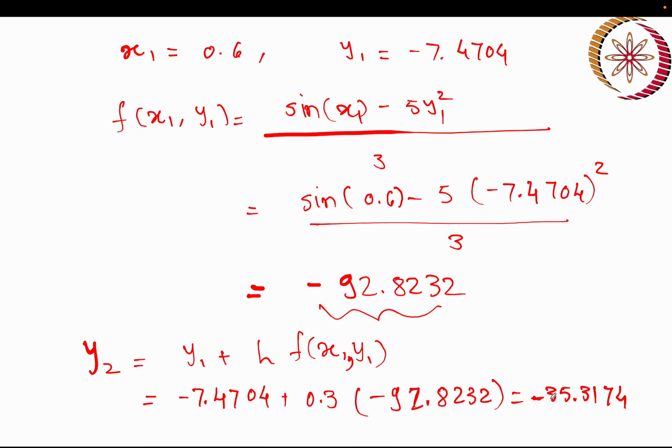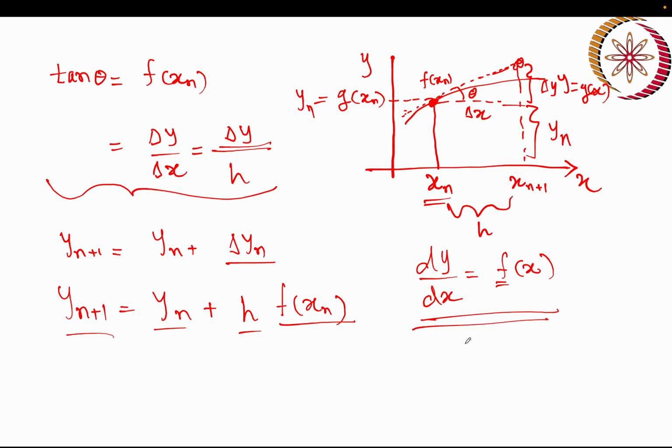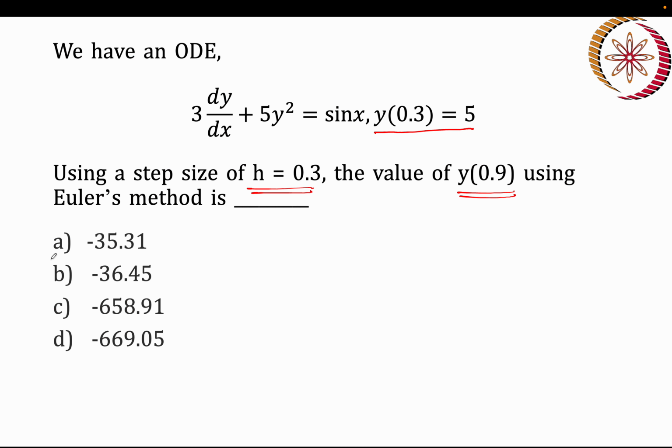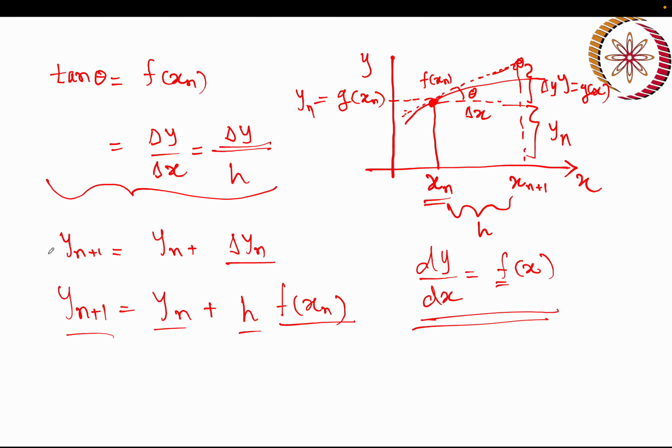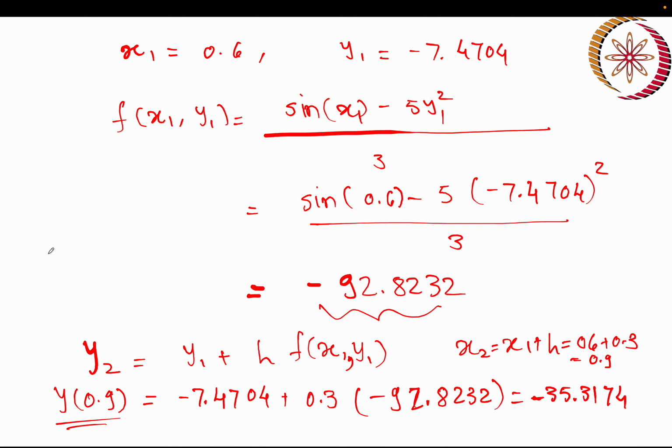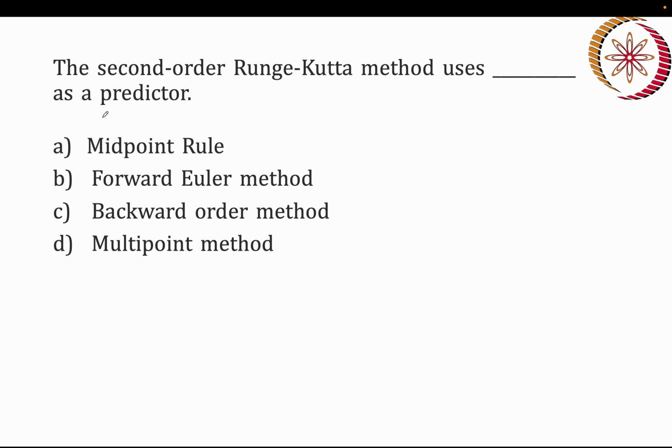Okay, so y2 is nothing but y at 0.9, and that we have found out, because x2 is x1 plus h, which is 0.6 plus 0.3, which is 0.9. Okay, so we have found out the y2, which is minus 30.31. So this is the correct answer. Okay, so this was the Euler method, and this method is a straightforward method. Okay, so we'll go to the next question.